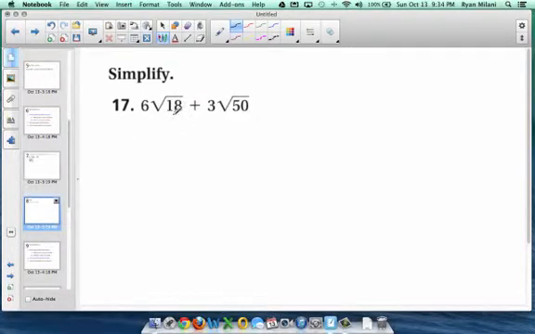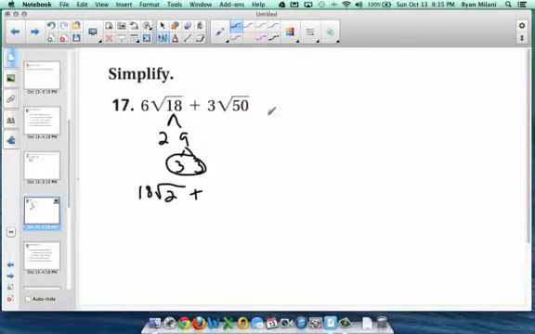So 18 breaks down into 2 times 9. 9 breaks down into 3 times 3. And I'm under a square root, so I'm looking for a pair. There's a pair of 3's. Now what's funny is, I'm not sure we saw this last week, but there's already a 6 on the outside here, and I'm bringing a 3 out. So I simply just do 6 times 3, and I get 18 times the square root of 2.